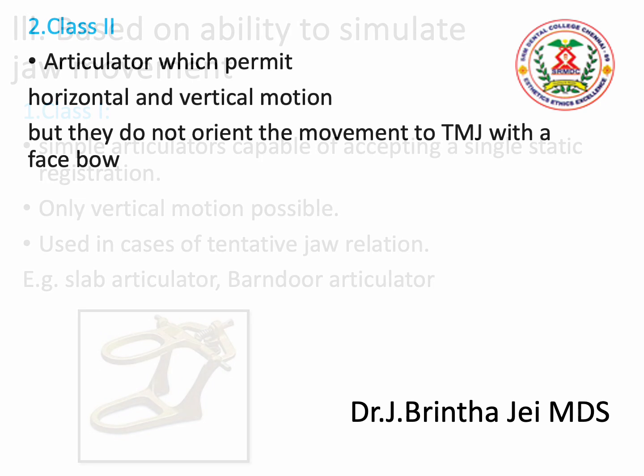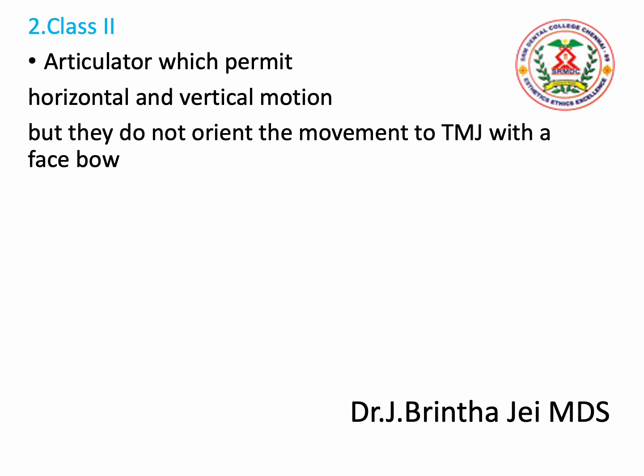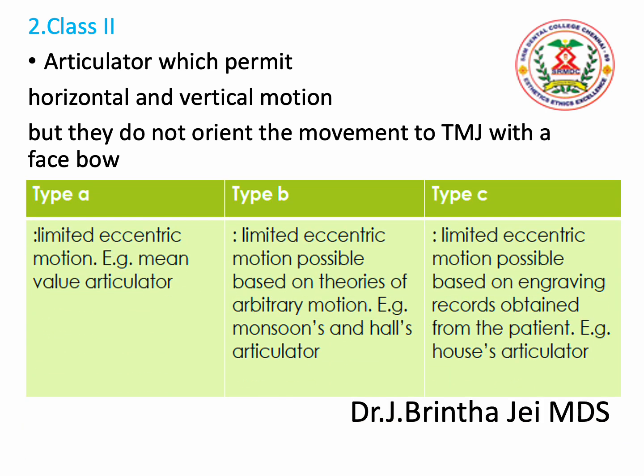Next is the class 2 articulator. Here the articulator will permit some horizontal and vertical motion, but they do not orient the movement to the TMJ with the facebow. So here three subtypes are available. They are described as type A, B and C. Under type A, they will have limited eccentric motion.